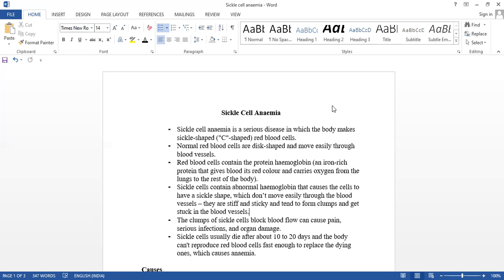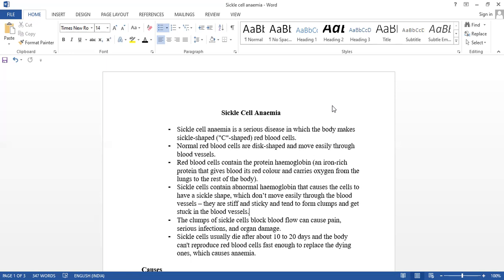Due to that abnormal hemoglobin, the cells become sickle shaped, which do not move easily through the blood vessels. What happens due to that sickle shape? They become stiff, sticky, and tend to form clumps and get stuck in the blood vessels. They come together, stick to one another, and will not move through the blood vessels. The blood vessels get blocked. The clumps of the sickle cells block the blood flow.